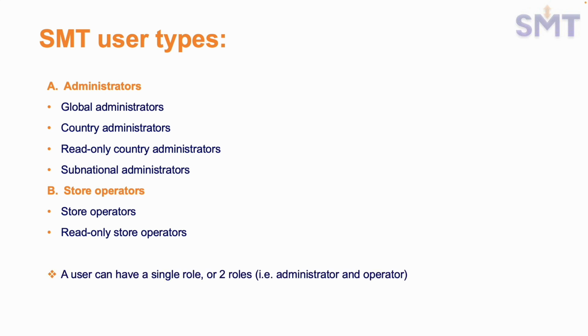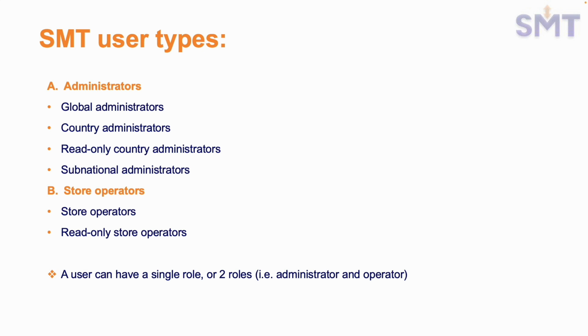Important to understand that a user can have a single role, or they can have two roles at the same time. So they can be administrator and operator. It is not possible to be two administrators at the same time. So you cannot be country administrator and subnational administrator, for example, or you cannot be store operator and read-only store operator, but it's possible to have one admin role and one operator role.